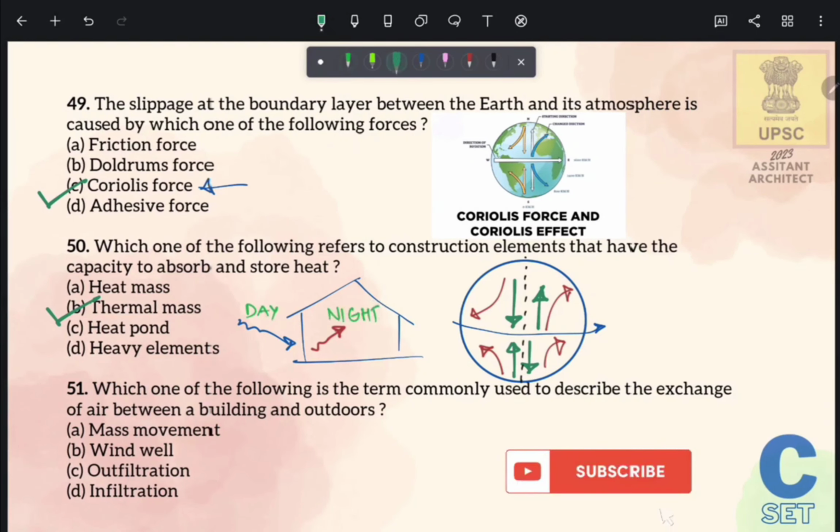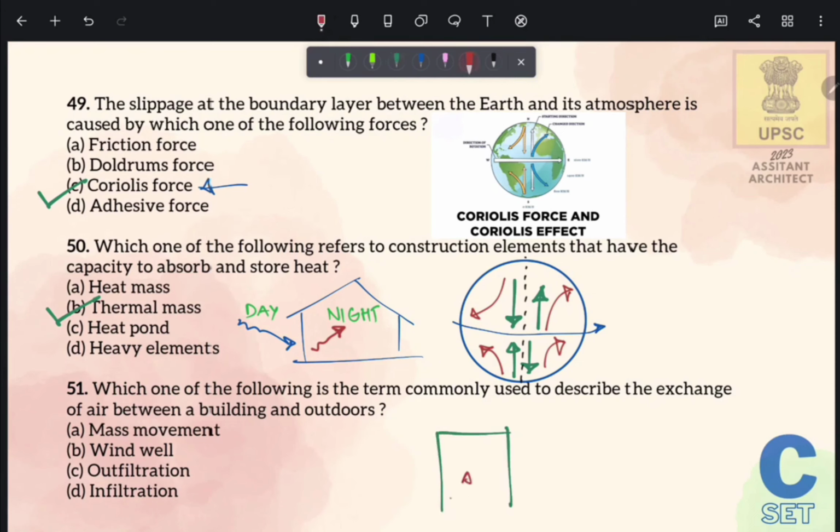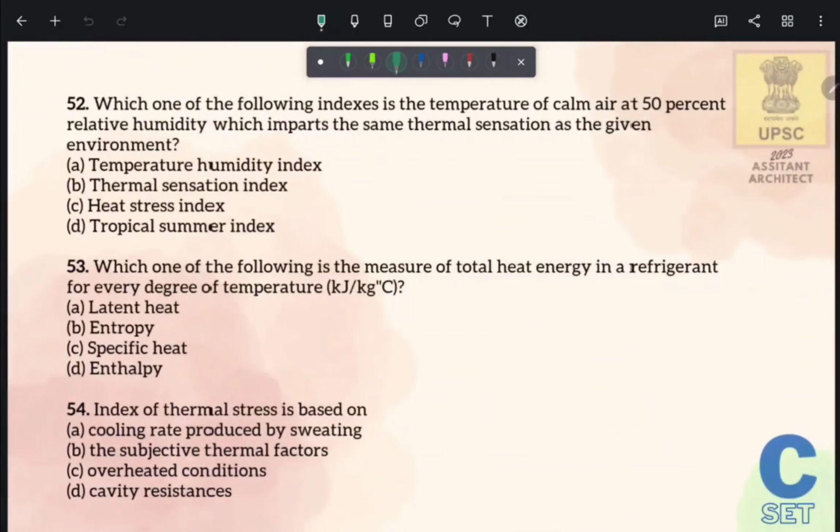Question number 51 is which one of the following is the term commonly used to describe the exchange of air between a building and outdoors? So the correct term that describes the exchange of air between a building and outdoor is known as infiltration. Therefore the correct answer is option number D, infiltration. Let's move to the next question.